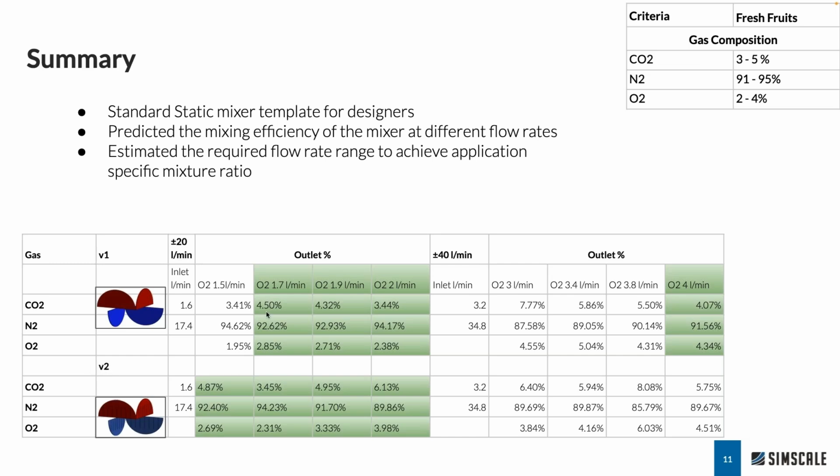And now I can see a clear comparison. When I compare it with the criteria that I want for the gas composition, all these flow rates of oxygen suit better. And then when it comes to version 2, I see that at 40 liters per minute, we already achieve a lot of mixing, even with low flow rates of oxygen. So this will help you to devise the range of the flow rate for each gas.